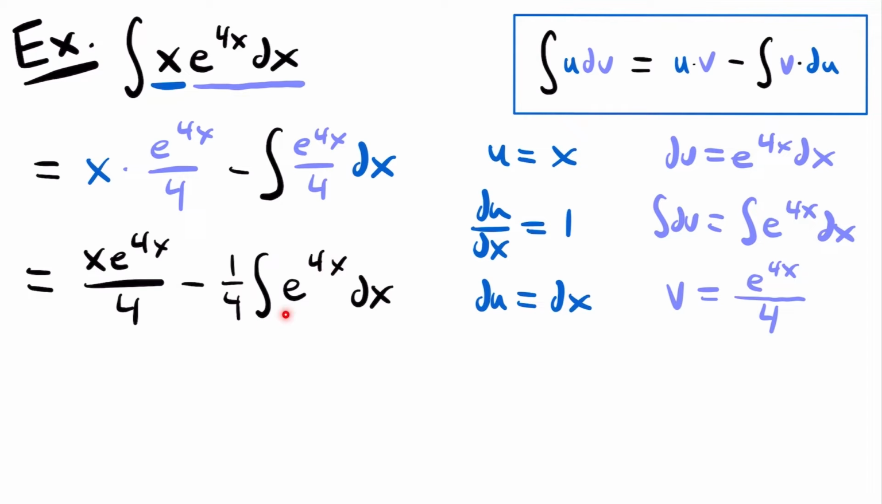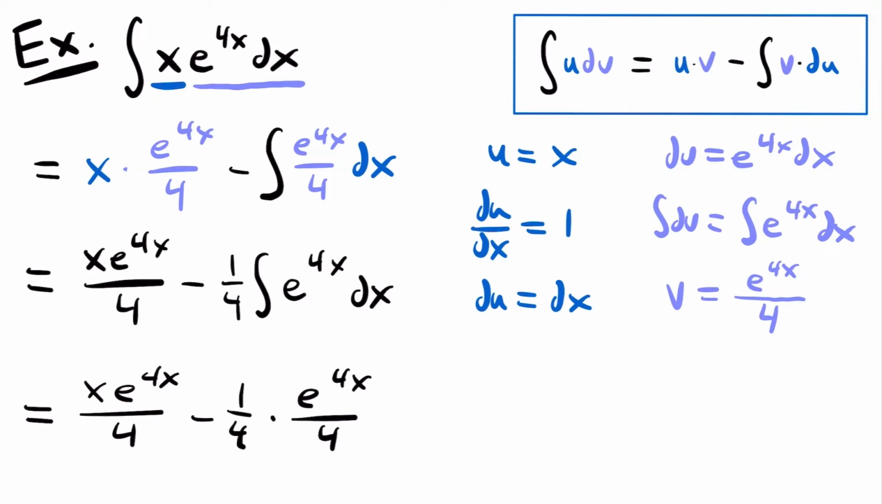And now this integral right here is the same integral that we did over here when we were solving for v. And so remember, the integral of e to the power of 4x is just e to the power of 4x divided by 4. And so this is equal to x times e to the power of 4x divided by 4 minus 1/4 times e to the power of 4x divided by 4. And then don't forget to add plus c, since we do have an indefinite integral here.